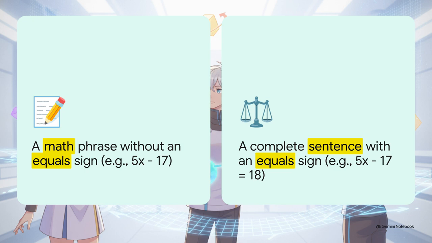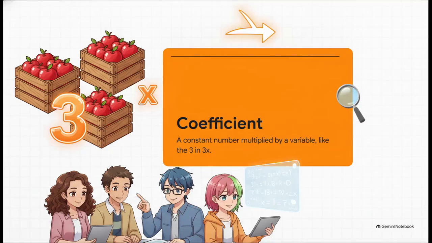It's making a definitive statement that whatever is on the left side is perfectly balanced, just like a physical scale, with whatever is on the right side. Now, when you see a fixed constant number attached directly to a variable, we call that a coefficient. Take a look at the 3 in 3x. That 3 is your coefficient. It's basically telling you exactly how many of that variable you have. So if x represents a box of apples, the 3 is just saying, hey, you have 3 boxes.